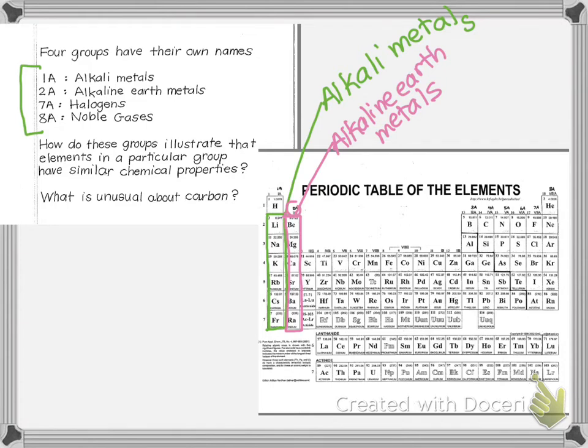Then the other 2 that have their own names are 7A. So we look up here, here's 7A, and it includes this. And these are called the halogens. And then the last one is 8A. And these are called the noble gases.